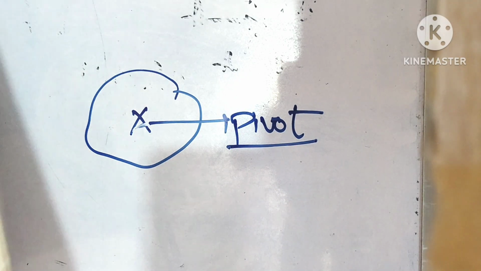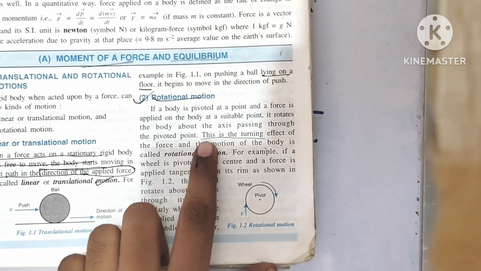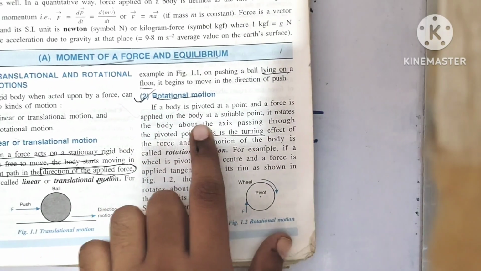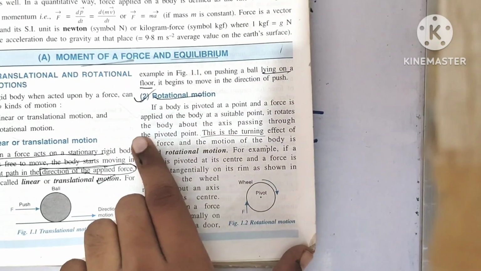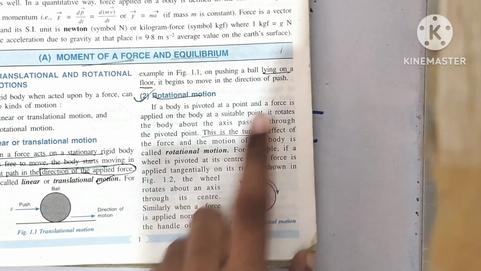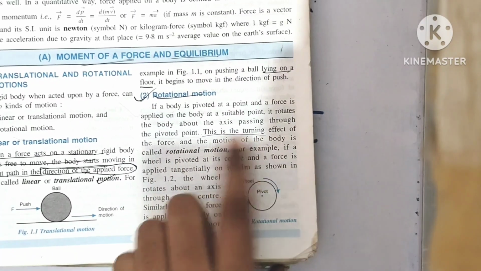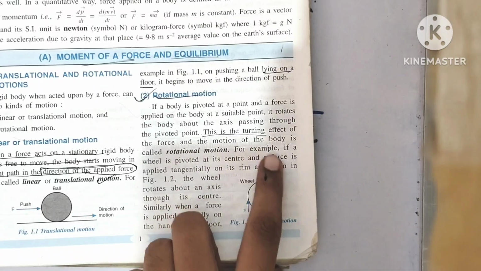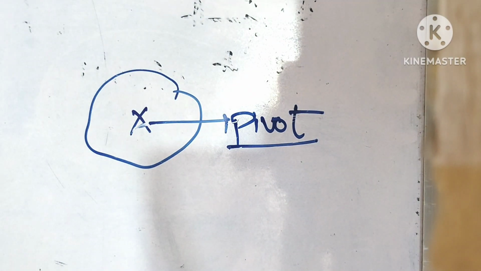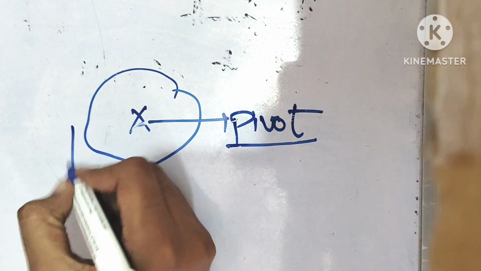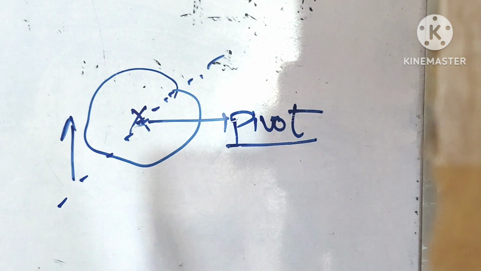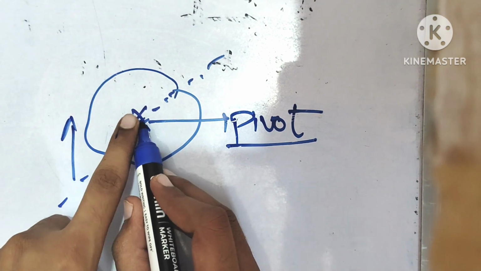Okay, so here we have to read the definition. If a body is pivoted at a point and a force is applied on the body at a suitable point, it rotates the body about the axis which passes through the pivoted point. This is the turning effect of the force, and this motion is called rotational motion. In this paragraph we understand that if we apply the force, there is an axis. Let's suppose it is an imaginary axis, and here the body is pivoted.